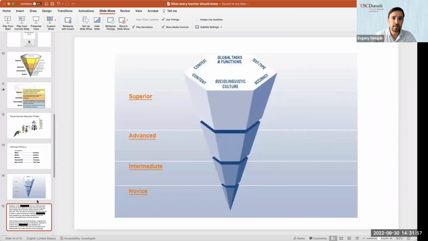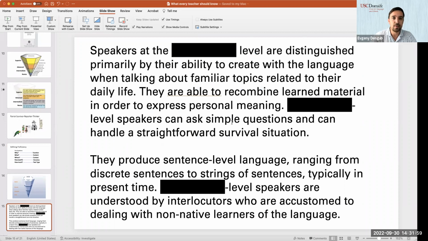All right, so let's quickly read this, and we'll do it in an interactive way. So you'll tell me which level is being described in that abstract from the Proficiency Guidelines.